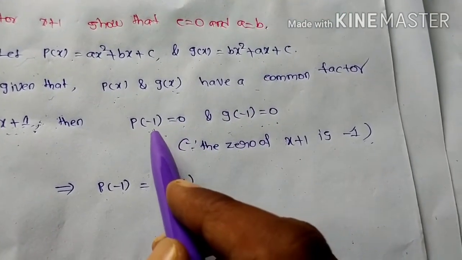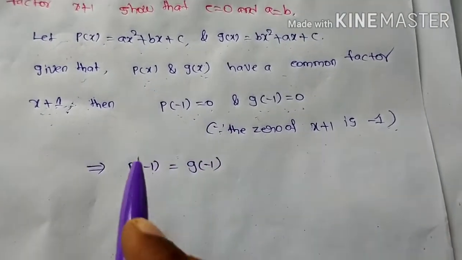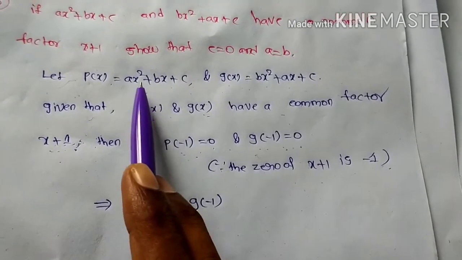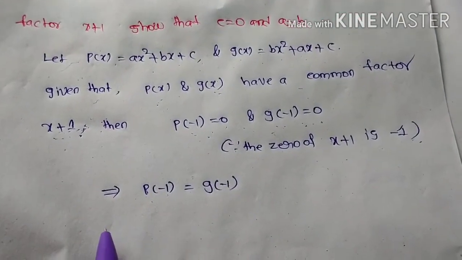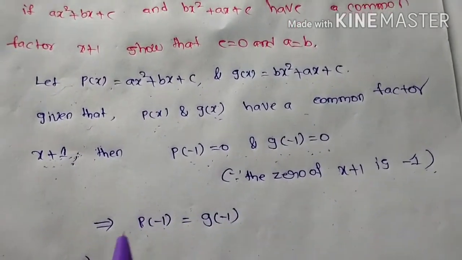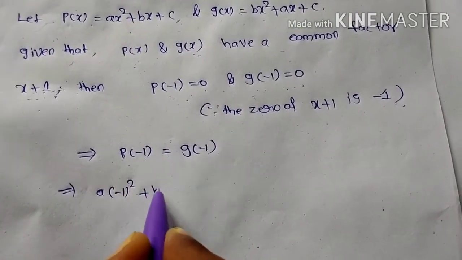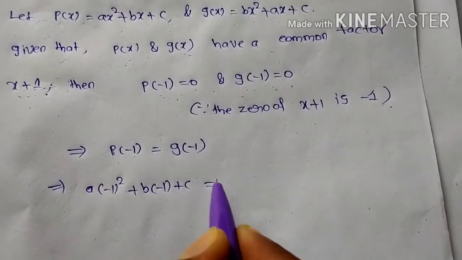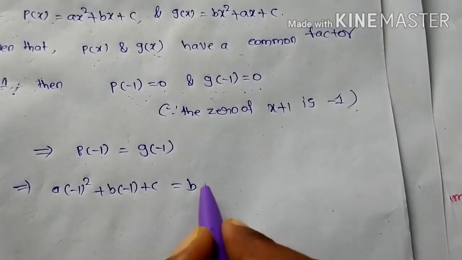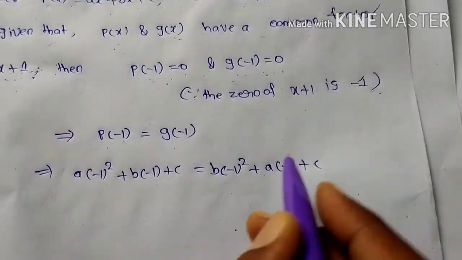Yes. So I am writing here p of minus 1 is equal to 0 and g of minus 1 is equal to 0. So I am equating: you can see here p of minus 1 is equal to g of minus 1. Wherever x is available, you can write here minus 1. That means p of minus 1 means a into minus 1 whole square plus b into minus 1 plus c is equal to, on the right side, g of minus 1. G of minus 1 means b into minus 1 whole square plus a into minus 1 plus c. Yes or no?